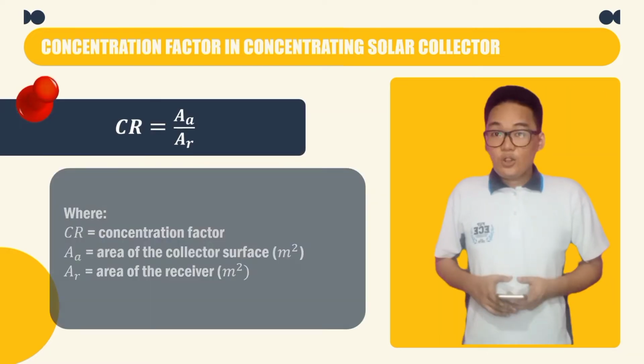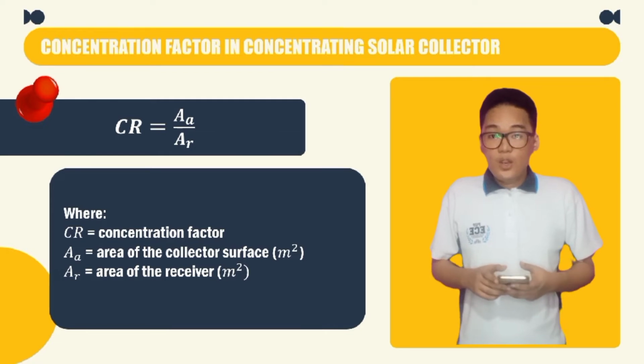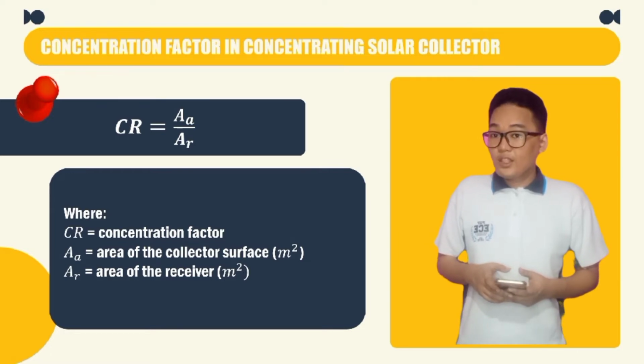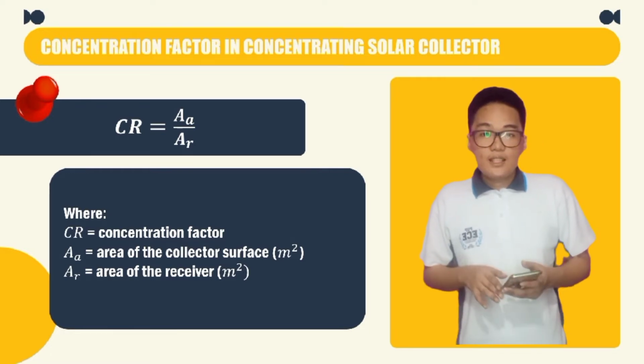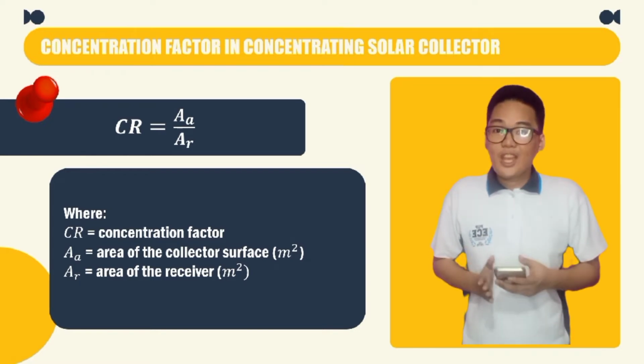In concentrating solar collectors, there's what's called a concentration factor, which is mathematically expressed as seen on the screen. The concentration factor is always greater than 1. This also tells us that the greater the concentration factor, the hotter the fluid generated.